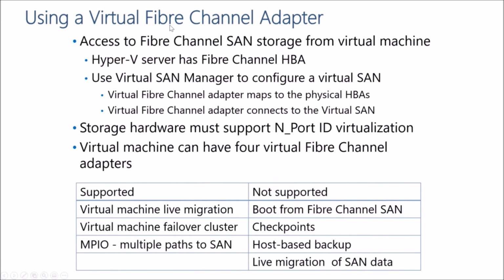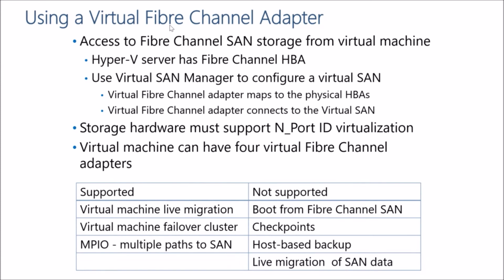Using a virtual Fibre Channel adapter. Like I said, we can access Fibre Channel SANs from a virtual machine, and Hyper-V has a Fibre Channel HBA, host bus adapter. We can use the virtual SAN manager to configure virtual SAN, and virtual Fibre Channel adapters can map to the physical ones and connect to the virtual SAN. Storage hardware should support N port ID virtualization. That just makes it more efficient to connect the two.